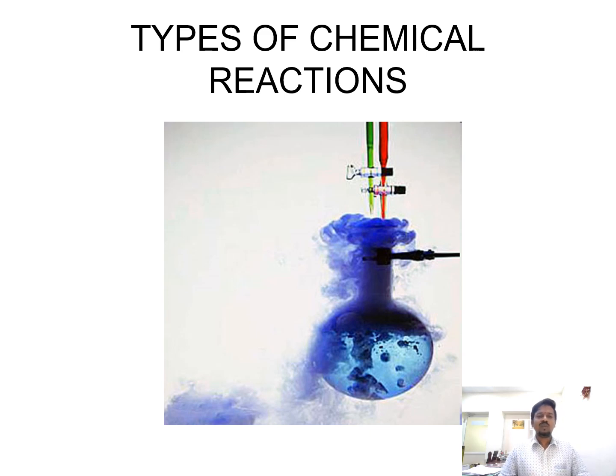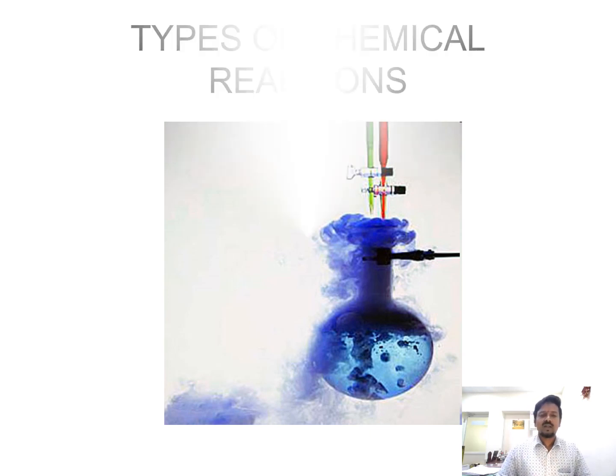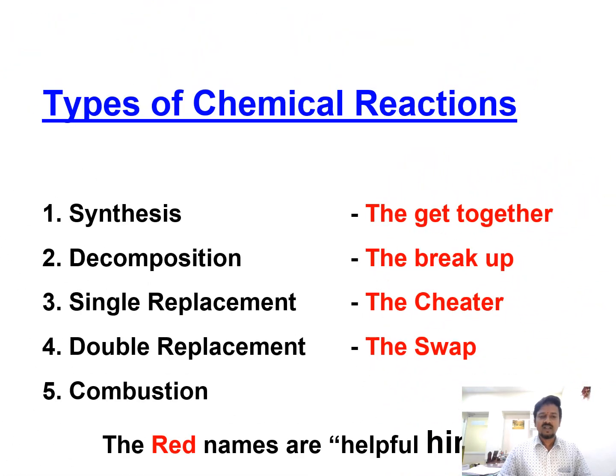Then we move to the types of chemical reactions. What are the types of chemical reactions? In general, there are 5 types. One is synthesis, another is decomposition, then single replacement reaction, double replacement reaction, and combustion reactions. Here, the red-marked word is a helpful hint to easily understand the type of chemical reaction. Synthesis, the get-together. Decomposition, the breakup. Single replacement means cheater. Double replacement, the swap. These red marks will be useful to identify chemical reaction types easily.